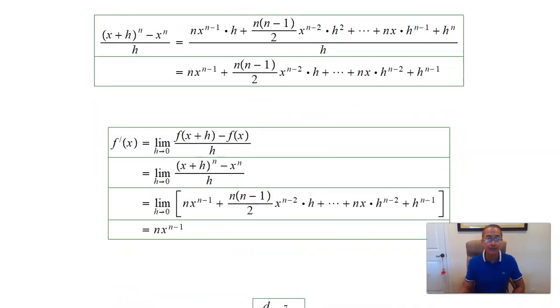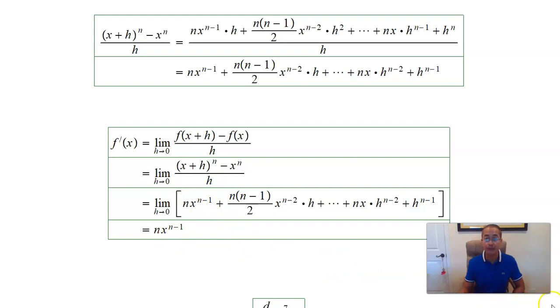And that is very important because we're going to take a limit. So this is what is left of our difference quotient. As h goes to 0, all of these terms are going to go to 0 because they each have an h factor in them, except for the very first term. There is no h in that term. So the limit is simply the first term, which is n times x to the n minus 1.